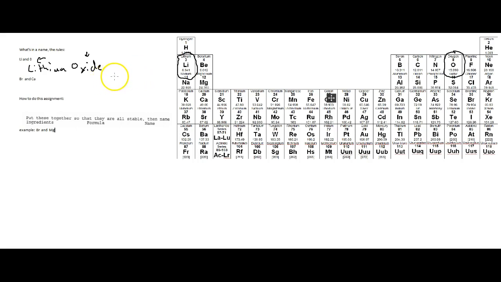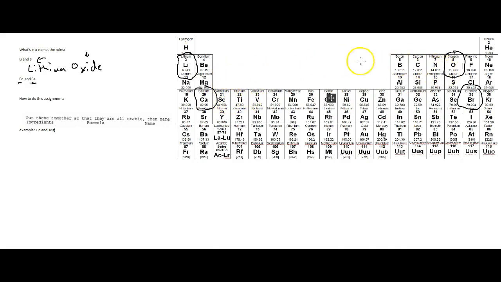Now, there are a couple things you need to worry about. One of them is this. I have bromine and calcium. Well, bromine's over here, and calcium's over here. It leads to an interesting question. Do I say bromine calcinide? Or do I recognize that calcium is on the left side of the chart, and we read left to right, and so I should always use the left one first. And that's actually what happens. We always use the left one first.